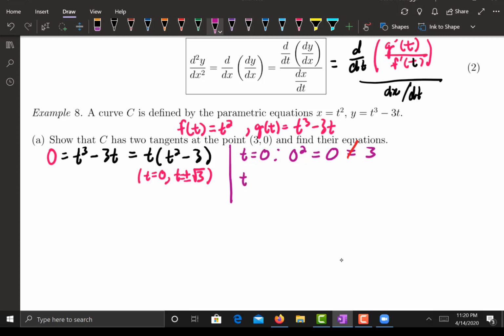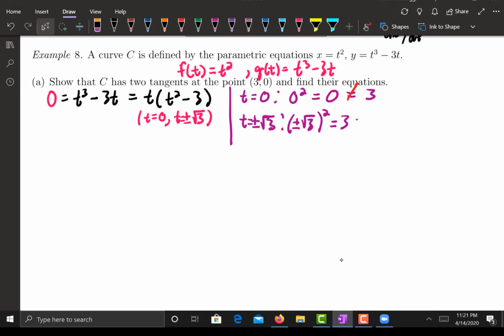And I'll go ahead and tell you that if t is equal to positive or negative square root of 3, then I don't care whether it's positive or negative, because of the square, the negative sign will go away anyway, and the square root will cancel with the square, and I'll get an output for 3. And so that means I'm going to neglect t equals 0, and I'm going to look at t equals plus or minus square root of 3.